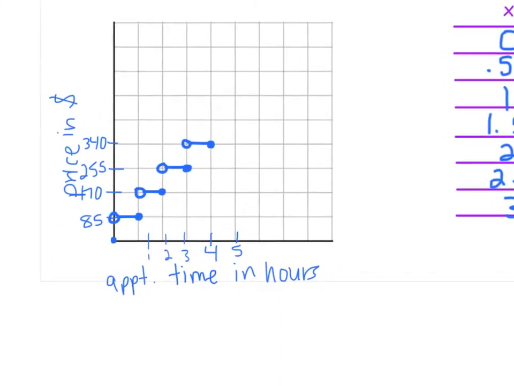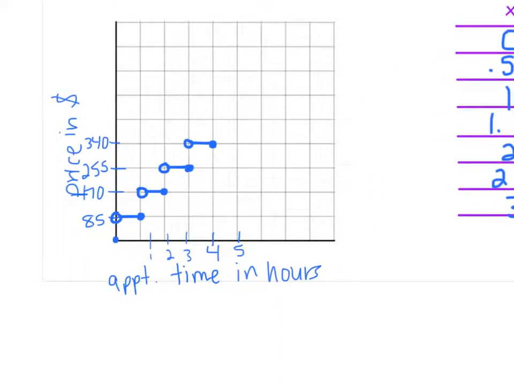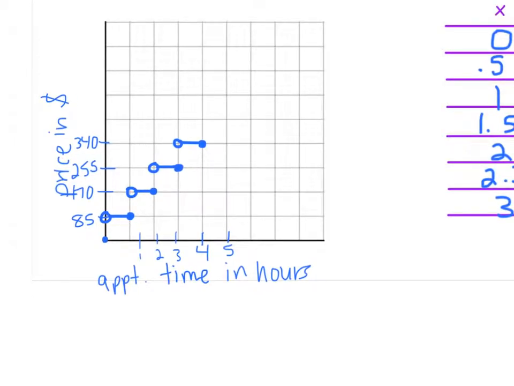So now I can look at this graph and see how much I have to pay for an appointment. Okay, I spent 3 hours and 20 minutes, so that's between 3 and 4. So I pay $340. And that's it for the psychologist one.